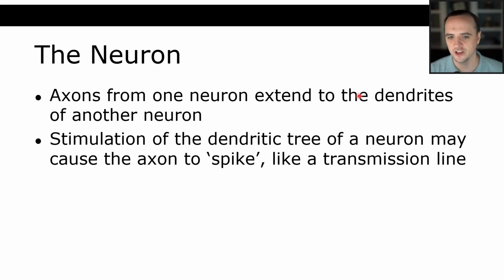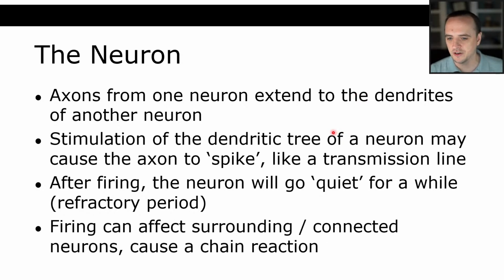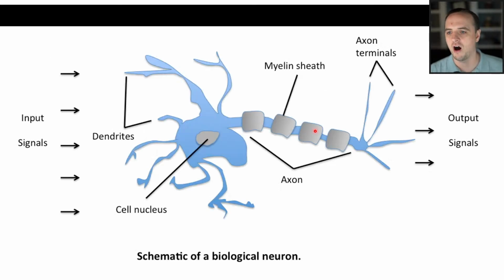Stimulation of the dendritic tree of a neuron may cause the axon to spike like a transmission line and actually produce an electric signal. After firing, the neuron will go quiet for a while, and then firing can affect the surrounding and connected neurons and cause a chain reaction. So I'm not going into the biology of this. All I want to show you is this diagram and that there is an analogy in the real human brain between input signals and then some stuff going on, and then output signals, which go to the inputs of other neurons.